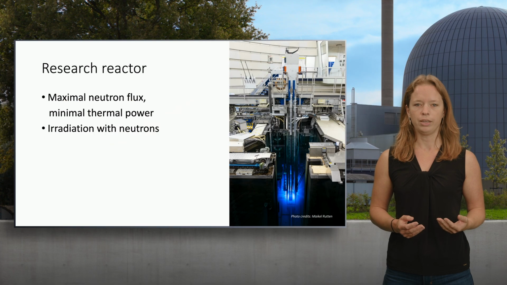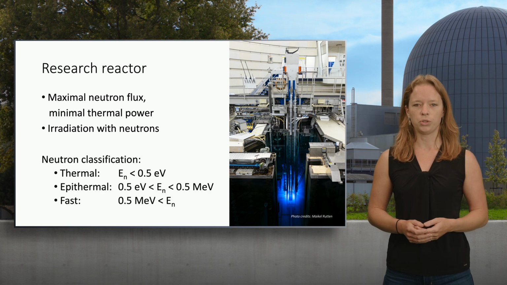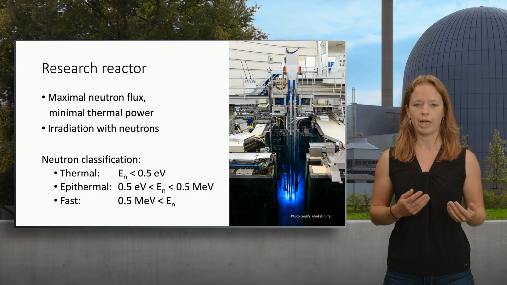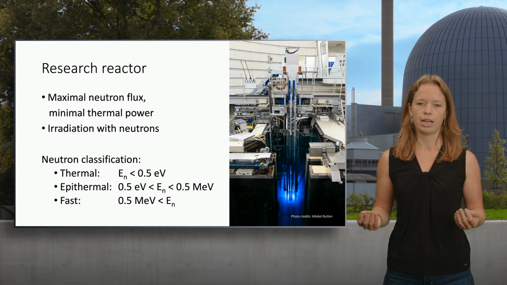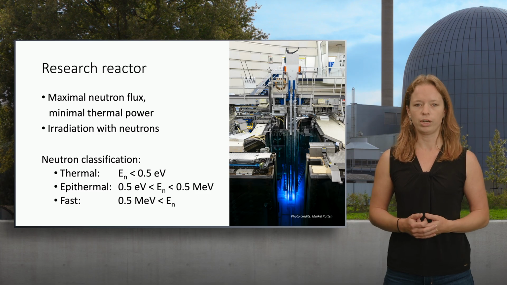Research reactors are typically used to produce the neutron-rich radionuclides. Their design differs from nuclear power plants because they are optimized for neutron flux, not for the generation of thermal and electrical power. The neutrons that are produced in the core of the research reactor by the fission of uranium fuel can be classified based on their energy into thermal, epithermal, and fast neutrons. The thermal neutrons are generally preferred for radionuclide production.